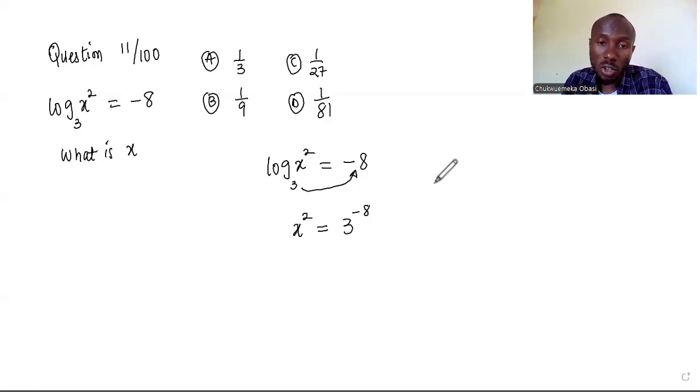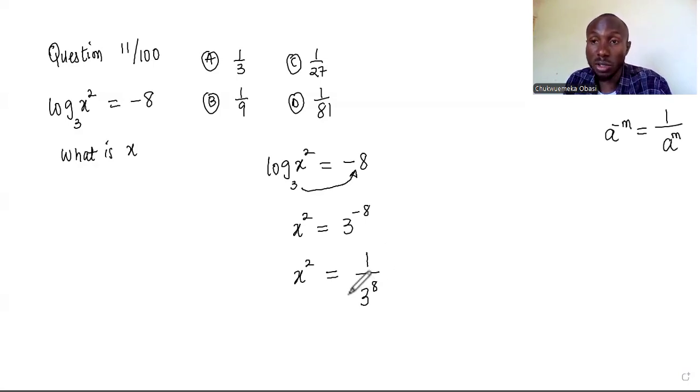So like this, you know from your laws of exponent, when you have a negative exponent, you can remove the negative exponent by taking a fraction of 1 upon that guy without the negative exponent. So to get rid of this negative sign, that will become x squared is equal to 1 upon 3 to the 8. Yeah, that's correct.